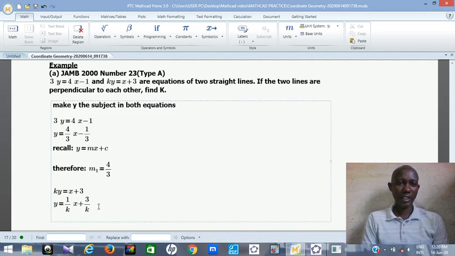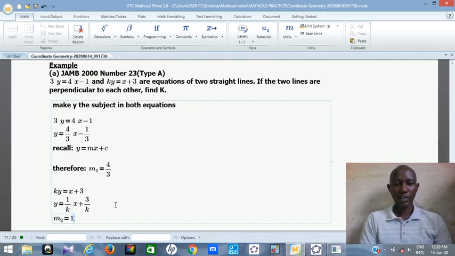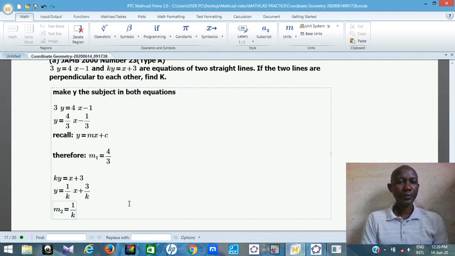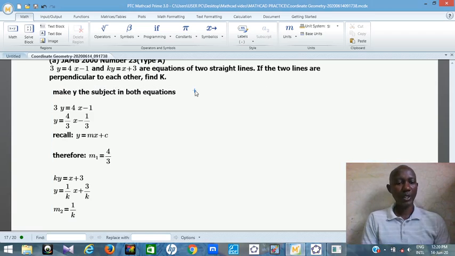So with this case now, when you recall our general form of equation of a straight line, you will see that m2, which is the gradient of the second line, is equal to 1 divided by k. So that is it. So now that we have the gradient of both equations, what is the condition for perpendicular lines?